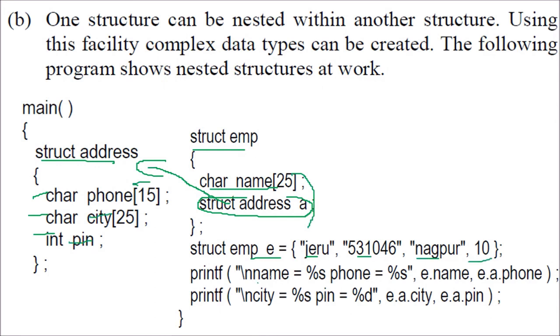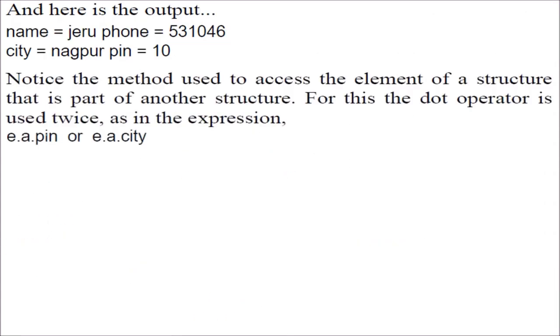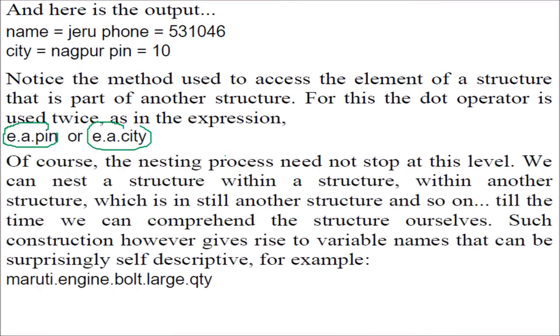So you can easily print E.name and E.A.phone. If you want to access the name, because you are making a variable of EMP, inside EMP you have name. So E.name is okay. But when you are accessing phone or city or pin, then first you have to take A, means E.A, inside this E.A you have phone, E.A.pin, likewise. This is the output. So this you have to understand. If you have a nested structure, then you have to use multiple dots.